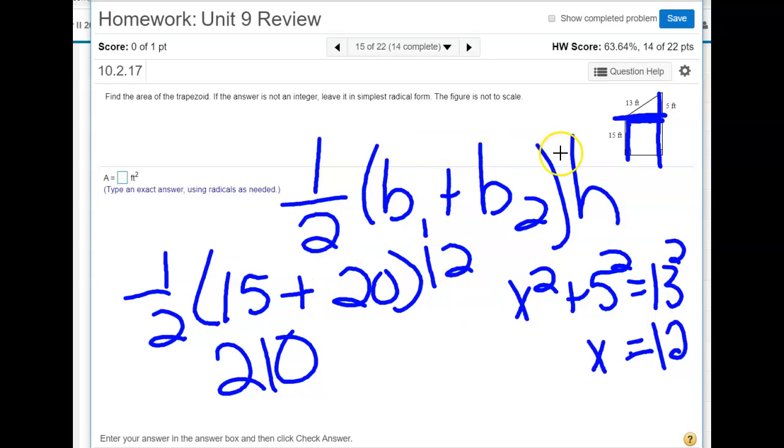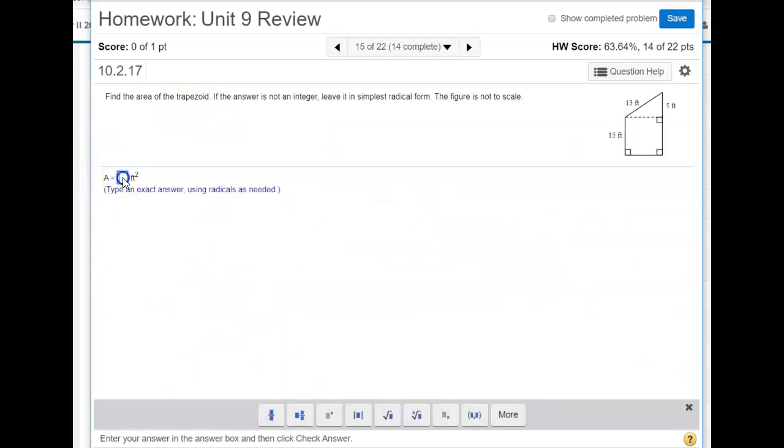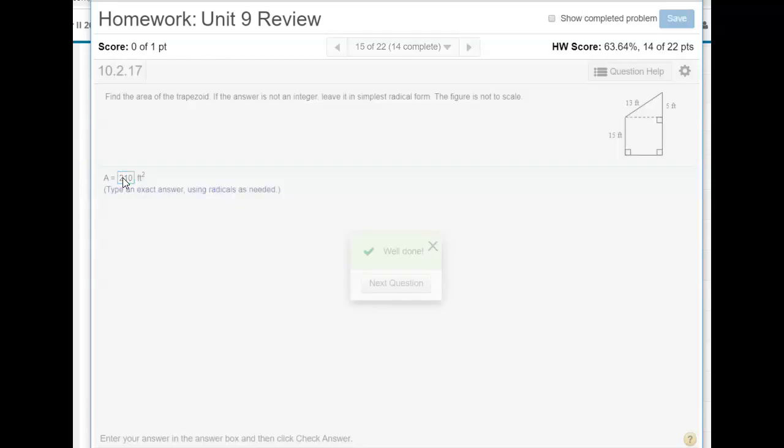Now if you wanted, you could have split it up into two separate shapes, totally up to you. I was just going with the fact they told me that I had a trapezoid and that's what I was looking for. Let's type in that answer, see if we got it right.